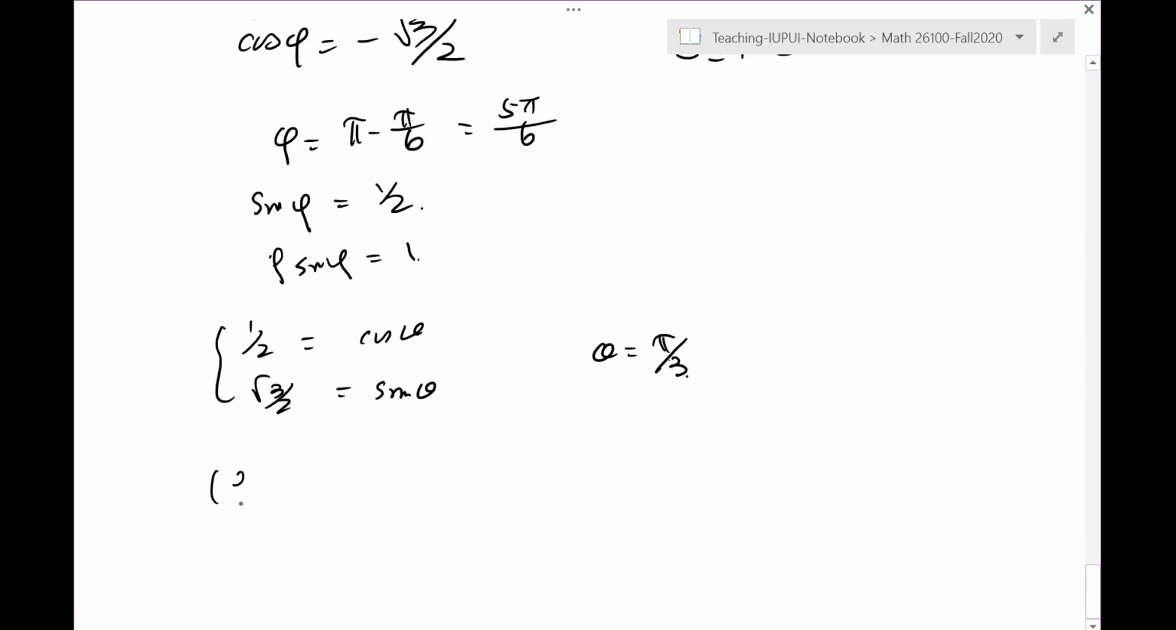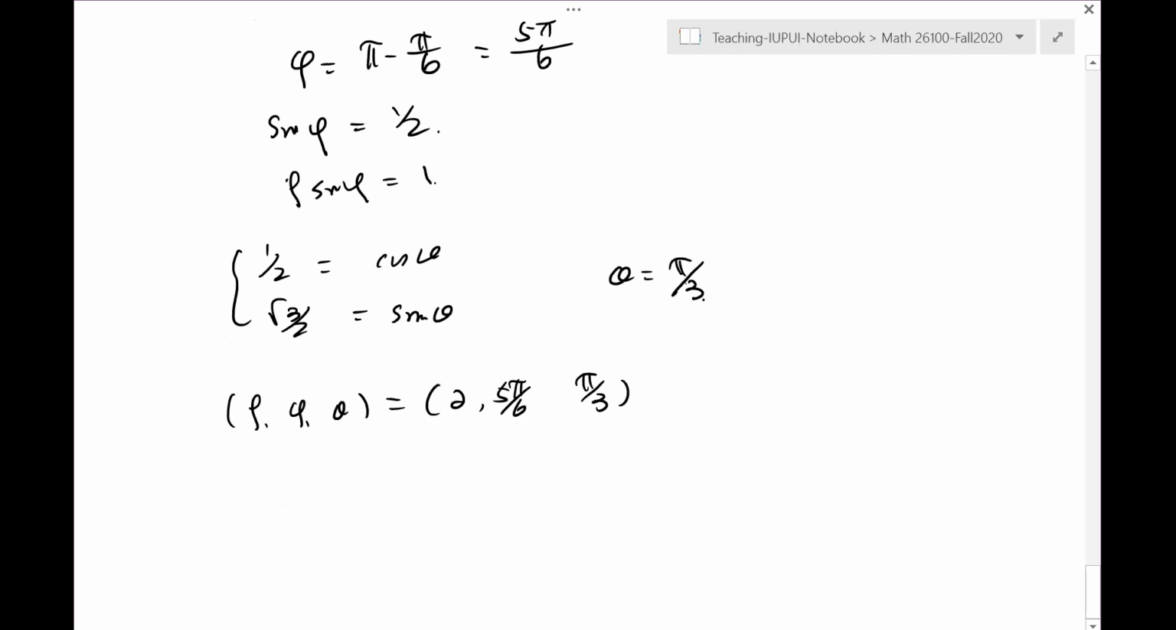Yeah, so you can say rho, phi, and theta is going to be 2, pi over 5, pi over 6, pi over 3, for example. Phi and theta, this doesn't matter.